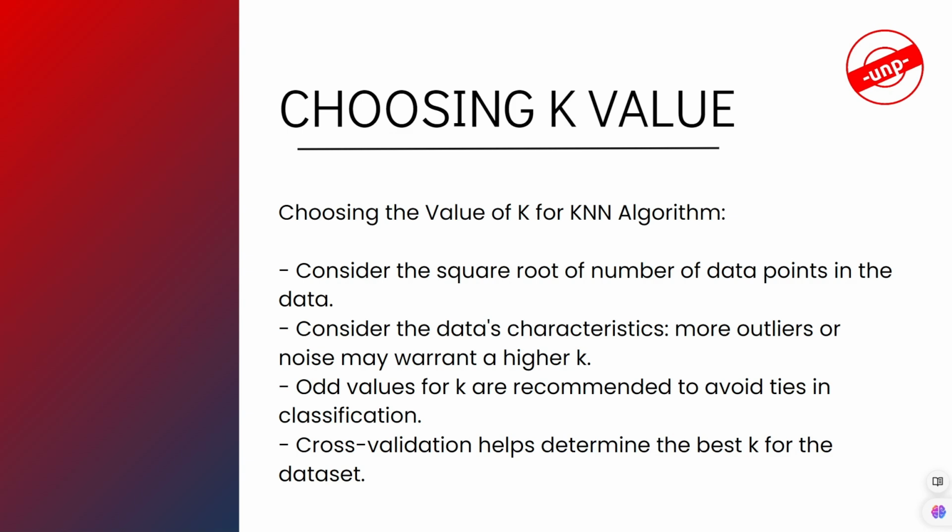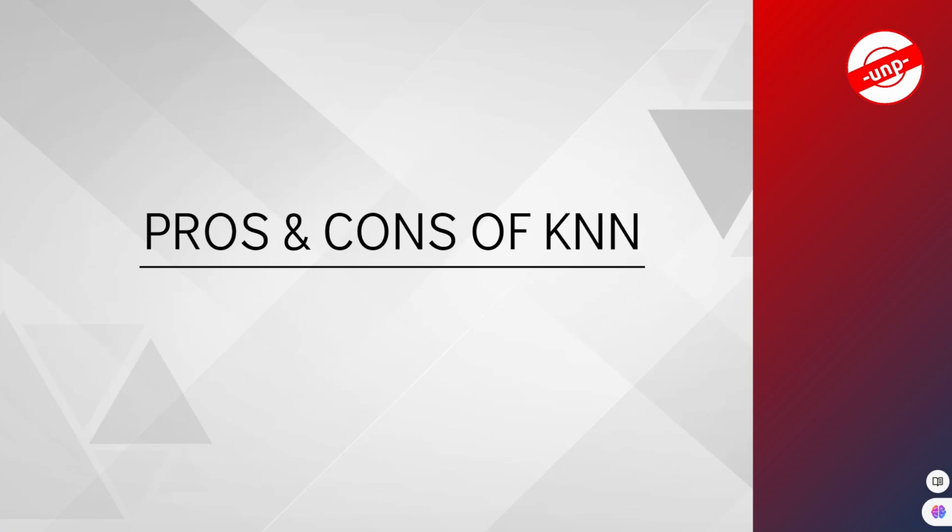Fourth method is cross-validation. In this method, we use cross-validation to test different k values and find the best one for the dataset. Finally, let's look at the pros and cons of KNN.